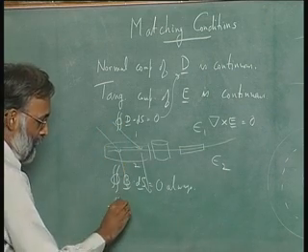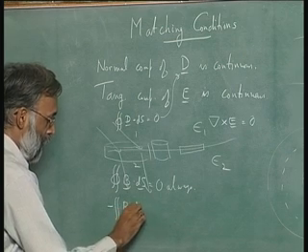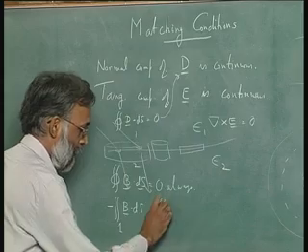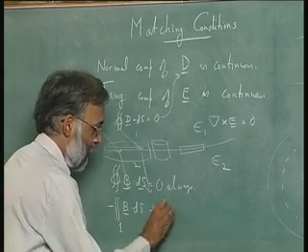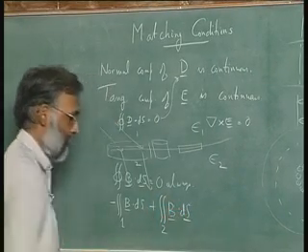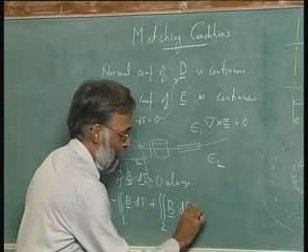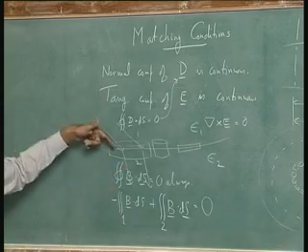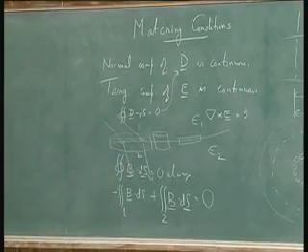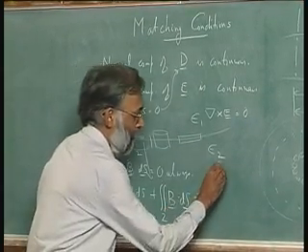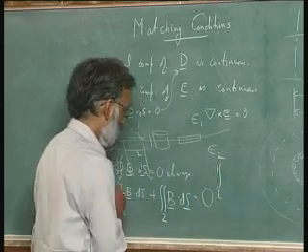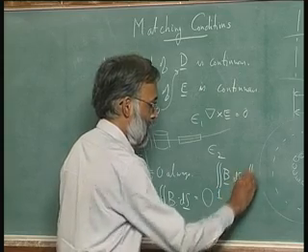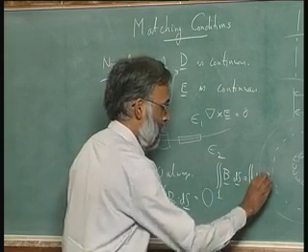So, minus surface integral B dot dS along surface 1 plus B dot dS on surface 2 is equal to 0, because in one case it is entering, the other case it is leaving. What does that mean? It means surface integral over surface 1 B dot dS equals surface integral on 2 B dot dS.